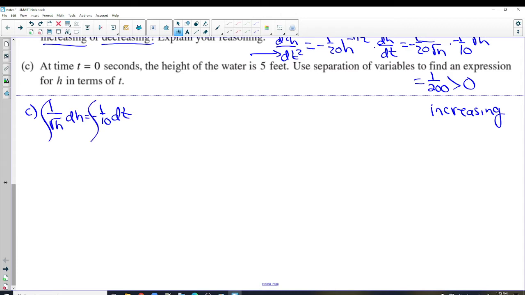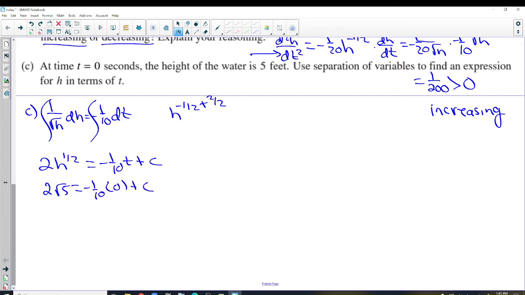So integrate and integrate. Now that's h to the negative 1/2, so we have to add 1 to the exponent, which gives h to the 1/2 divided by 1/2, so h to the 1/2 times 2 is equal to negative 1/10 t plus c. All right, so 2 square root of 5 is equal to negative 1/10 times 0 plus c.